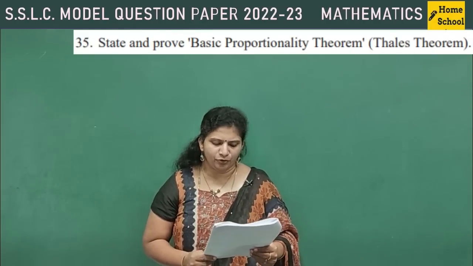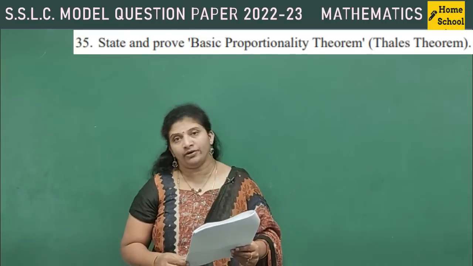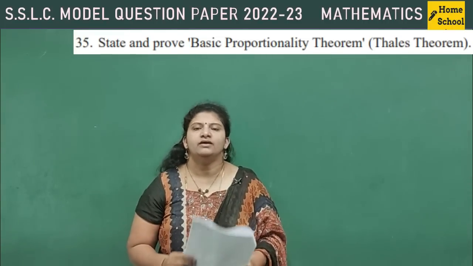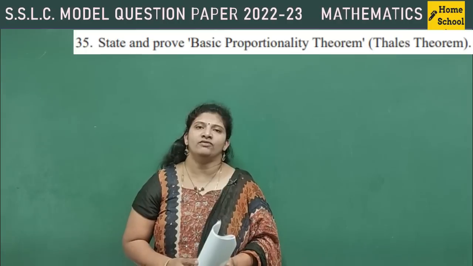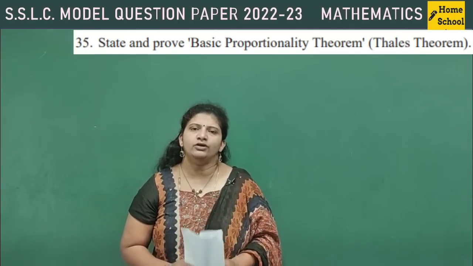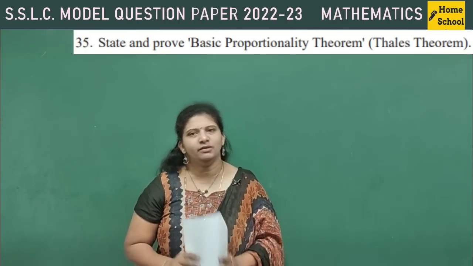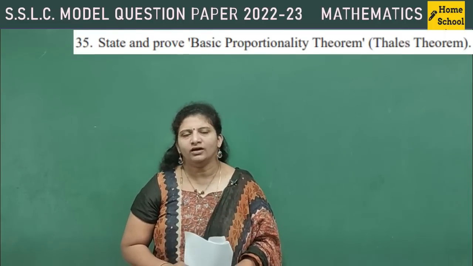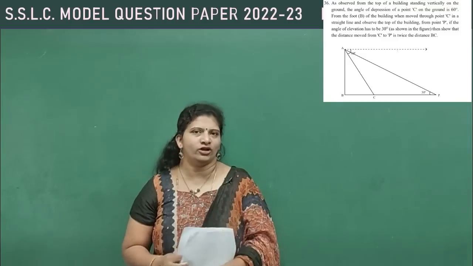35. State and prove basic proportionality theorem, or it is Thales theorem. So this is a direct theorem. You can write the theorem properly following 5 steps. That is statement, data, to prove, construction, proof. And in an order, write neatly with the figure. Definitely you are going to score 4 out of 4.